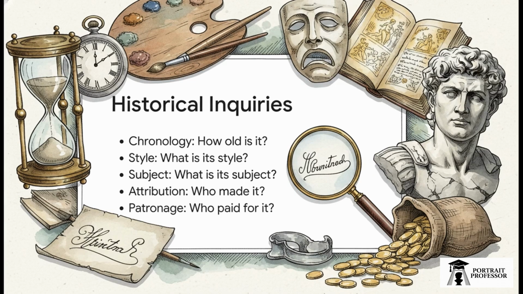We also have to look at attribution. Who actually made it? Sometimes we don't have a name, so experts have to rely on connoisseurship to attribute it to a specific hand. And finally, patronage. Who paid for it? Throughout history, the patron often dictated exactly how a piece would look. It's like the Roman Emperor Augustus demanding he always be shown as this young, perfect head of state, completely regardless of his actual age. Crazy, right?